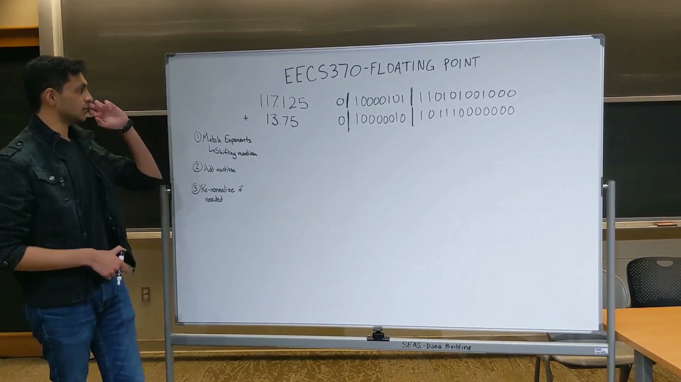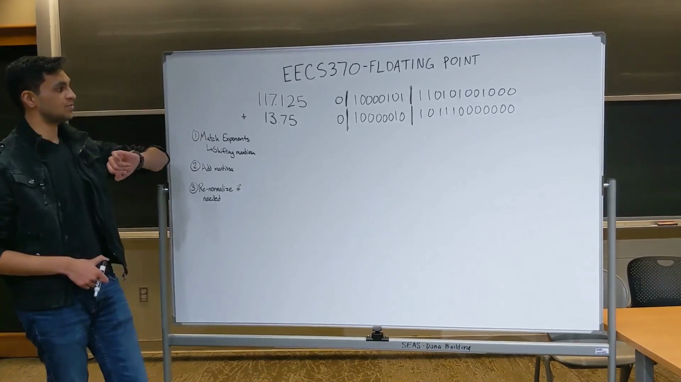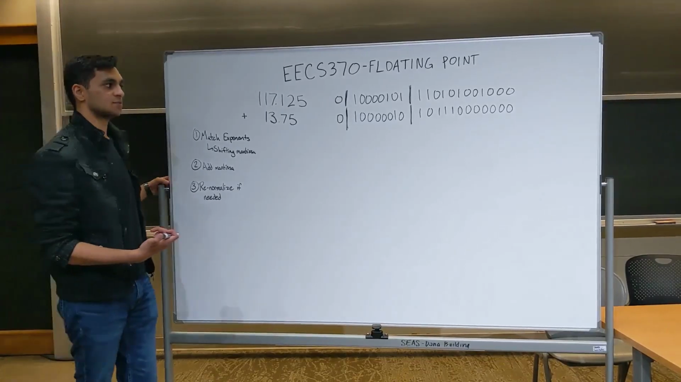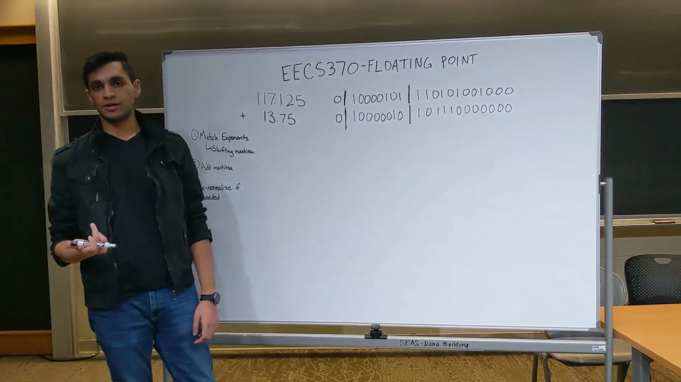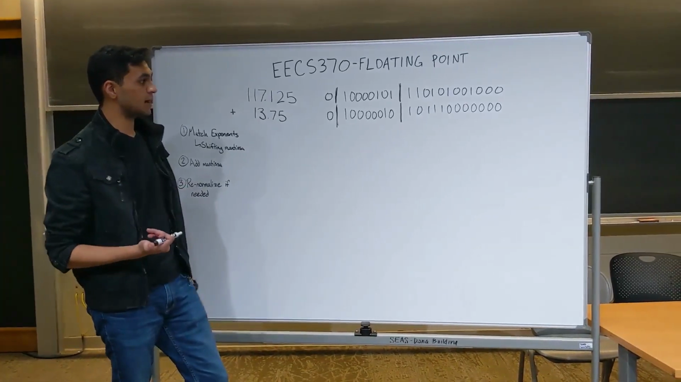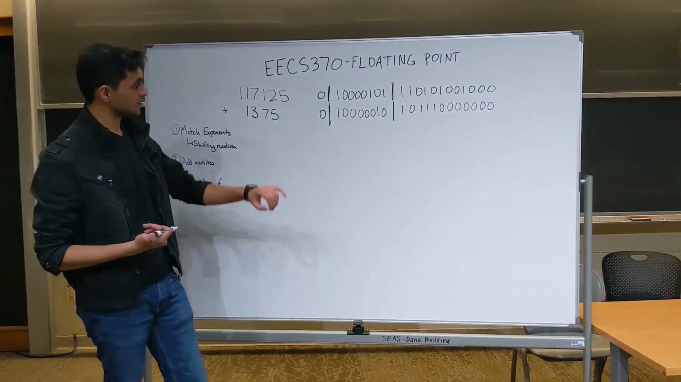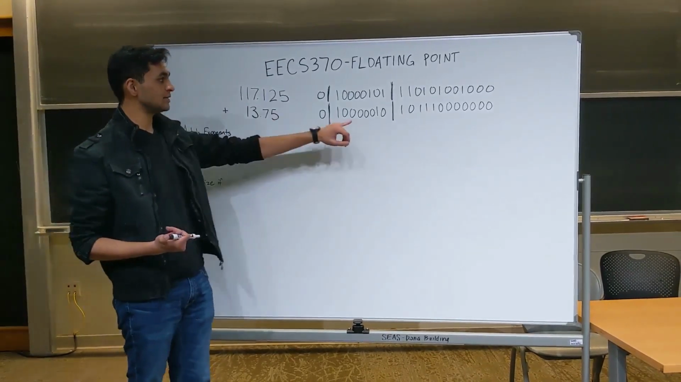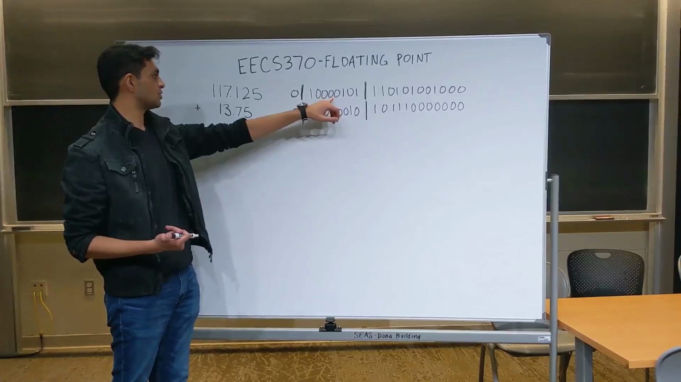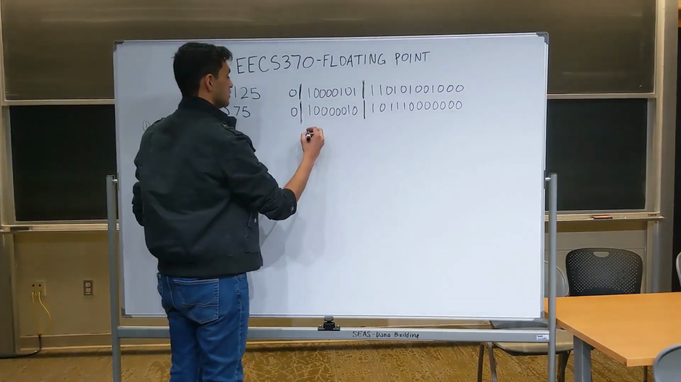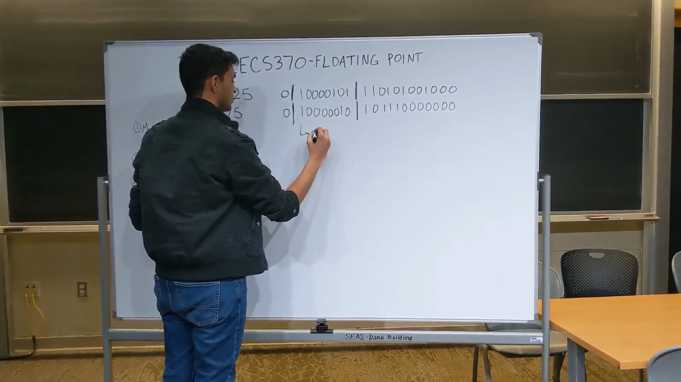Now let's take a look at the example. In this example, we are adding 117.125 to 13.75. First step, we take a look at the exponents and see if one of them needs to be changed to match the other. In this case, we do need to modify one of these exponents. 13.75 has an exponent that is 3 less than the exponent of 117.125. So we need to shift the exponent by 3.